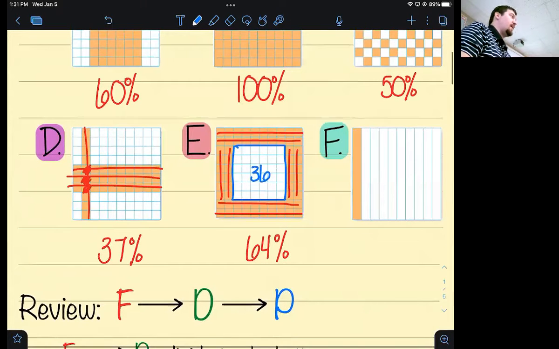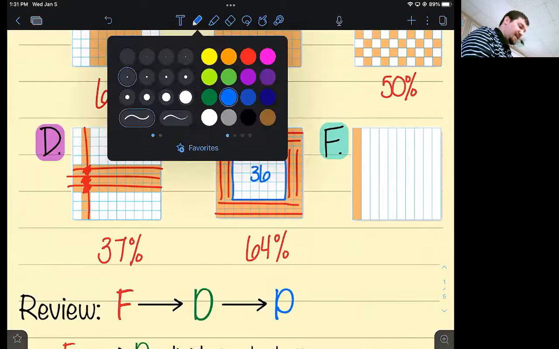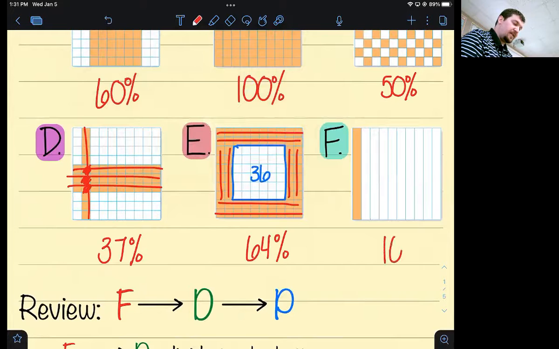What about example F, Calvin? That's right. Yeah, so they took away the squares and they just did columns, but 1/10 is the same as 10 hundredths. And so 10% of the square is shaded.